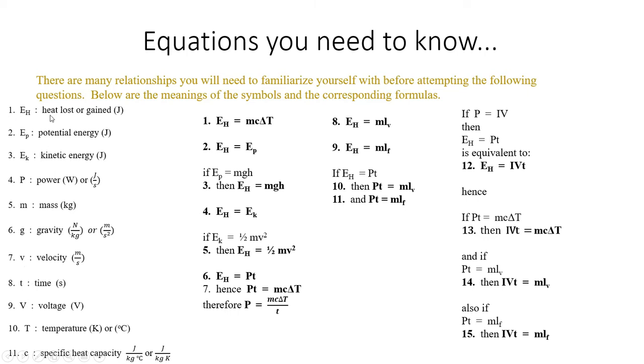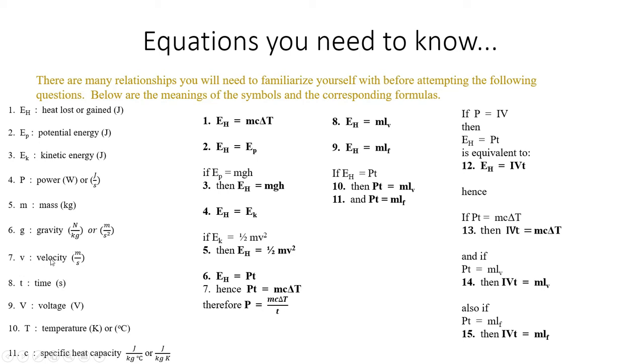We have EH, heat loss or gain, units used, joules. EP, potential energy, units used is joules. EK, kinetic energy, units used, joules. P is power, units used watts or joules per second. M is mass, units used is kilograms. G is gravity, units used is newtons per kilogram or meters per second squared.